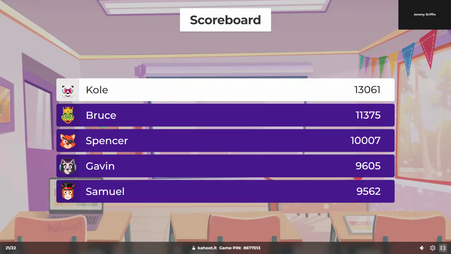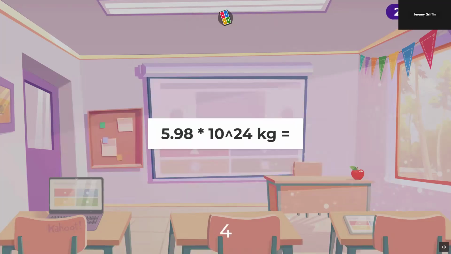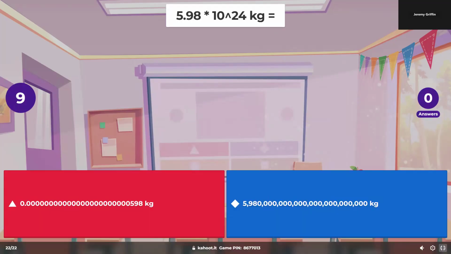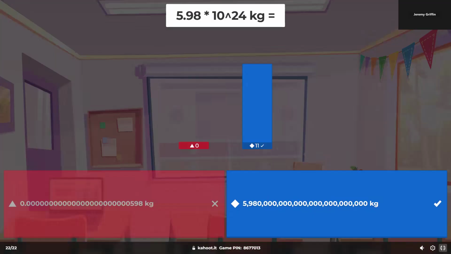Ooh, is that it? Oh, we got a tight race. Last question. You guys ready for the win? Who's gonna win Kahoot? 5.98 times 10 to the 24 kilograms. That's easy. 10 to the 24. What is 10 to the 24? Everybody get it right. Who recognizes that now? Guys, that's the mass of what? Earth. Yeah, that's the mass of the Earth.